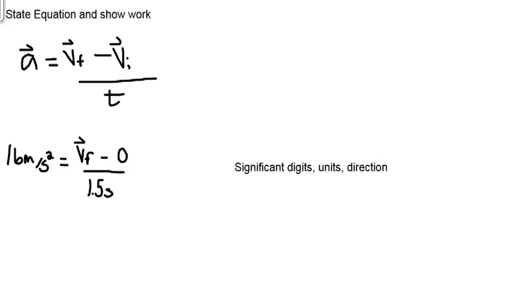We are trying to get our final velocity by itself. It's not by itself right now because it's being divided by 1.5 seconds. To get it by itself, we will do the opposite math operation, which would be to multiply each side by 1.5 seconds. So I'll multiply the other side by 1.5 seconds.